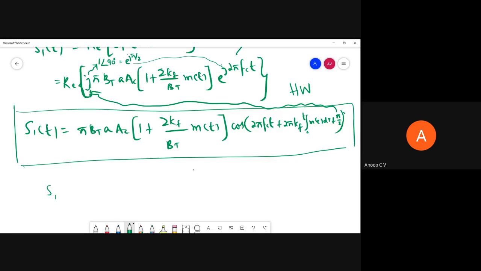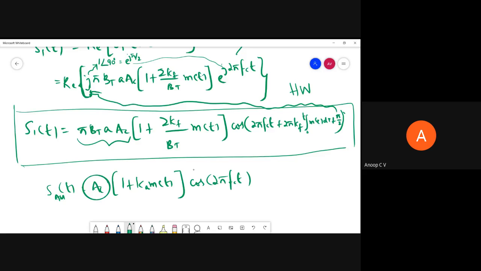As in standard AM, s_AM(t) is equal to what? Ac times 1 plus ka m(t) cos 2 pi fct, right? If you compare it with this, the carrier amplitude is equivalent to this thing, pi bt a times Ac, then 1 plus k m(t). Here m(t) is our message, and k was the amplitude sensitivity. So here the amplitude sensitivity part is 2 kf by bt, and m(t) is our message. Right, one is there as such, and cos of something is there.